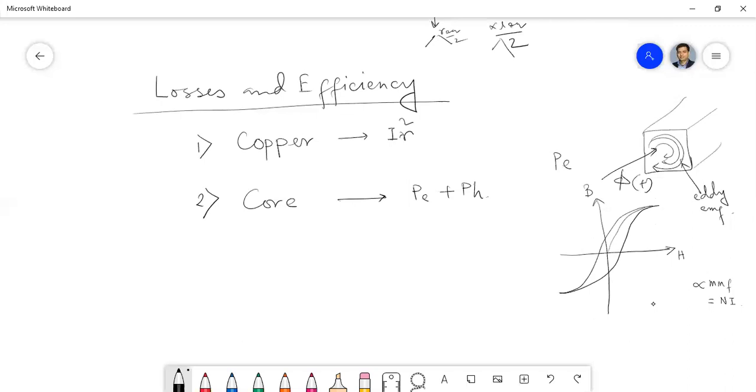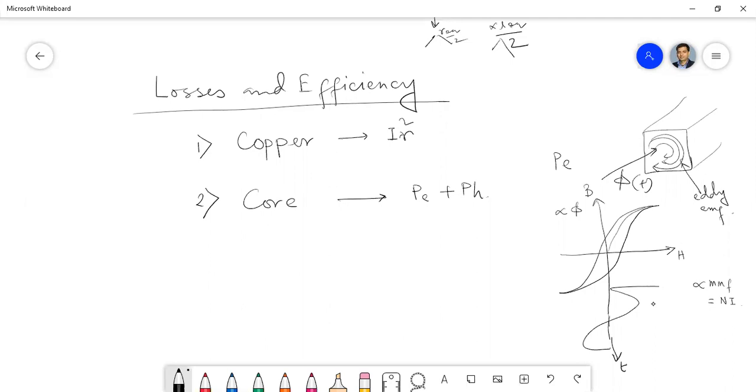B is proportional to the flux. So we also call it the phi-I curve. Whenever we have a time varying current like this, we get the total BH loop in one cycle of the current.